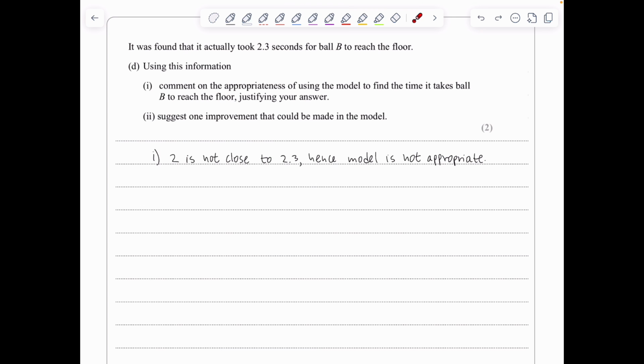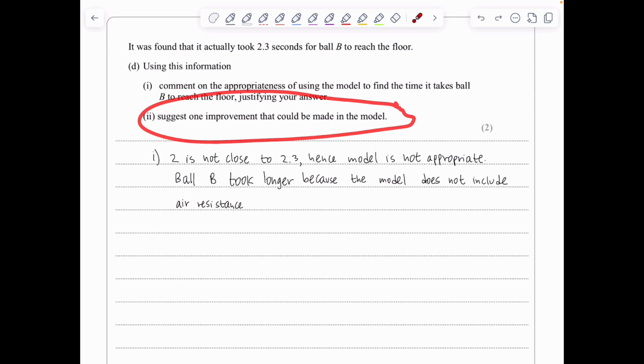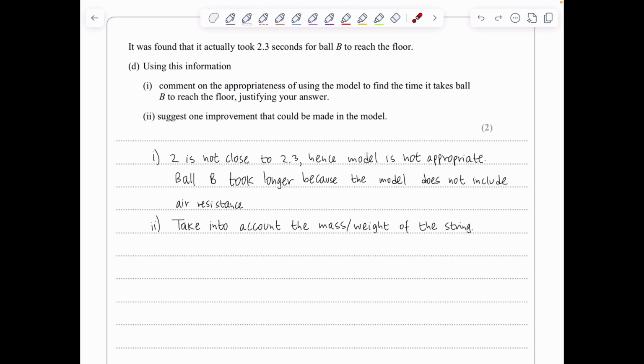Now how do I justify my answer? I could say that ball B took longer because the model did not include air resistance. In reality, we've got air resistance, which is slowing the ball down, so it takes a longer time to cover the distance of the 1 meter. And then to suggest one improvement that could be made in the model, I could suggest taking into account the mass, weight of the string, or take into account the dimensions of the ball.